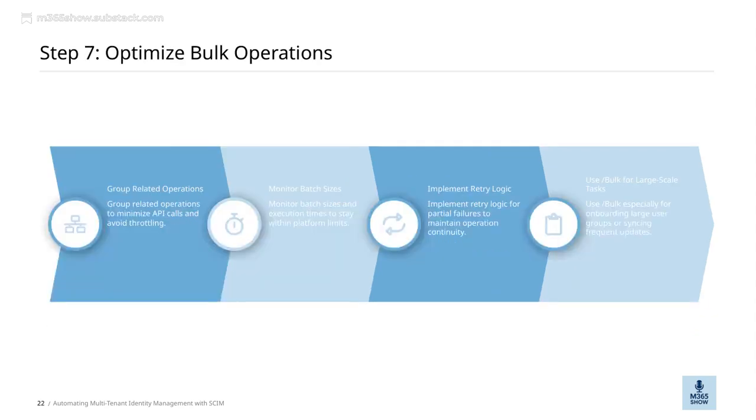Now, let's move on to step 7, optimize bulk operations. When working with large user groups or frequent updates, it's best to utilize the bulk endpoint. This allows us to handle large-scale tasks more efficiently and reduces the number of individual API calls. It's especially useful for onboarding many users at once or syncing updates regularly.